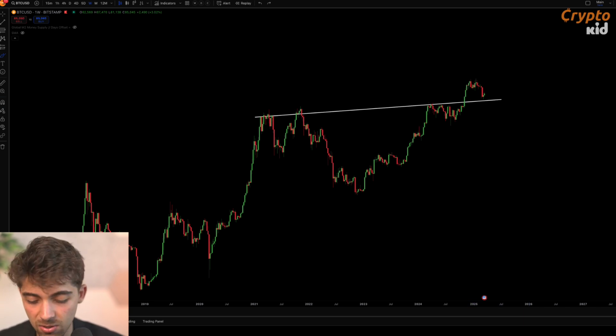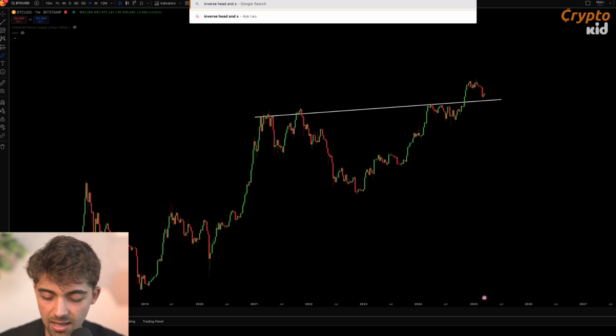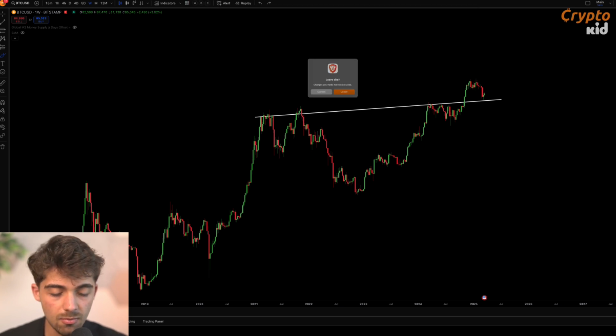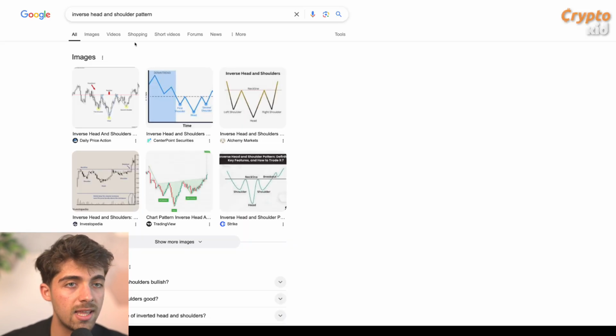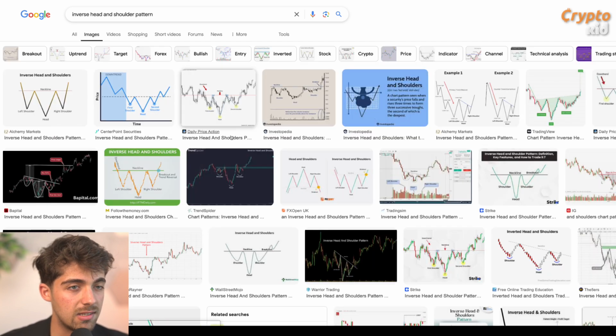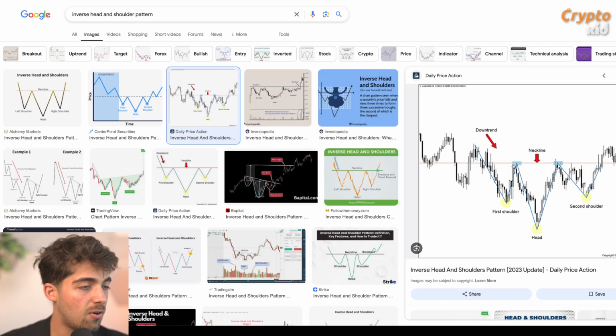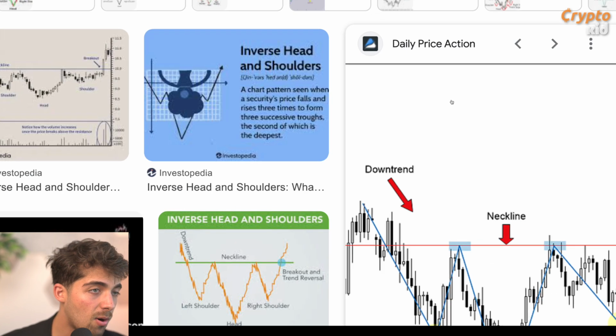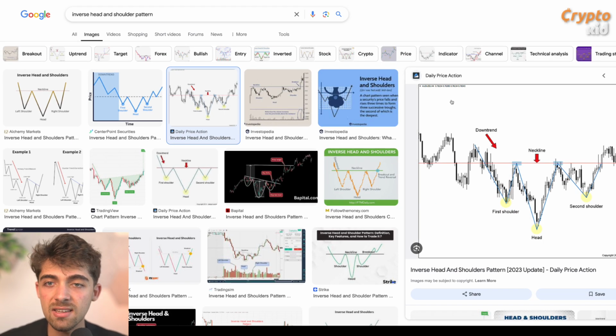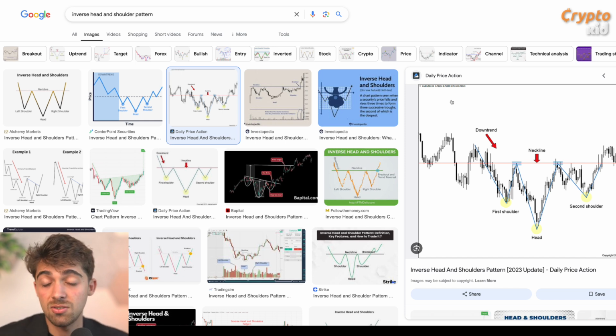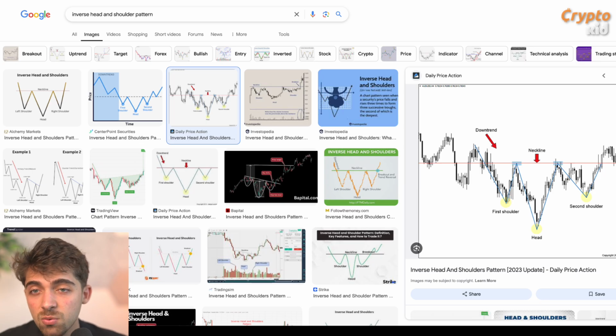If we go to Google and search inverse head and shoulder pattern, see what we get. All right, look at that. It's like the first result. Inverse head and shoulder, so the first shoulder, then you get the head, then the second shoulder, you break above the neckline, you see the retest, and then boom, it goes up. And this is like a 4-hourly chart, something like that. So when it's on a weekly time frame, it has greater magnitude, greater significance, greater importance. It's completely textbook.